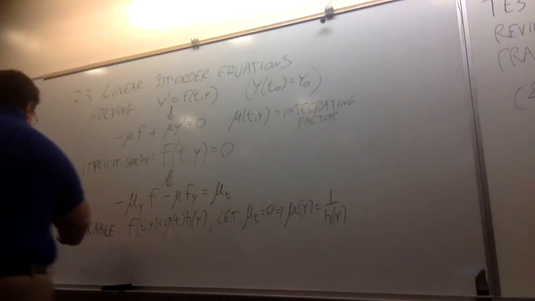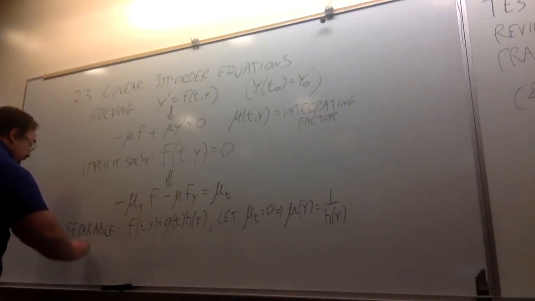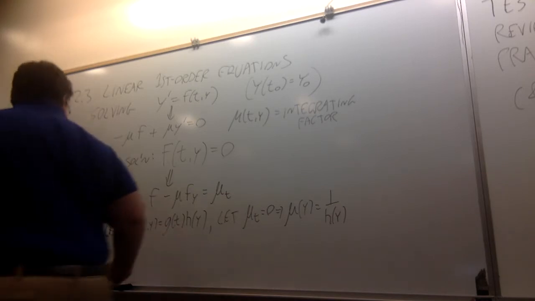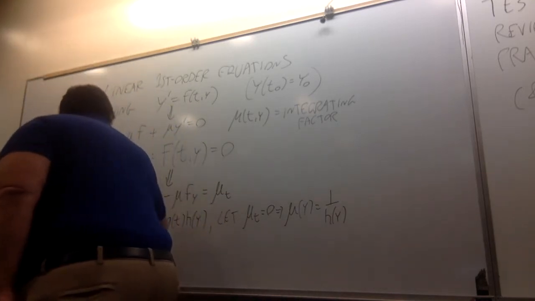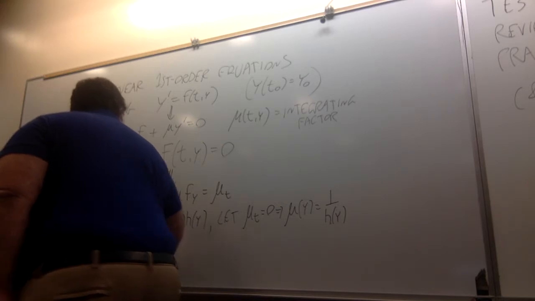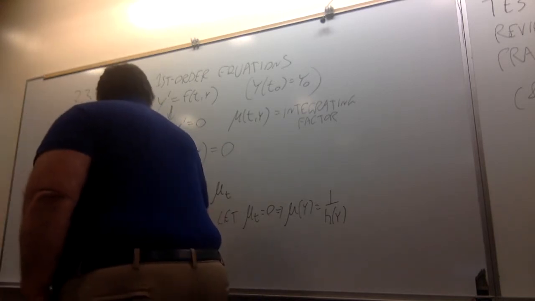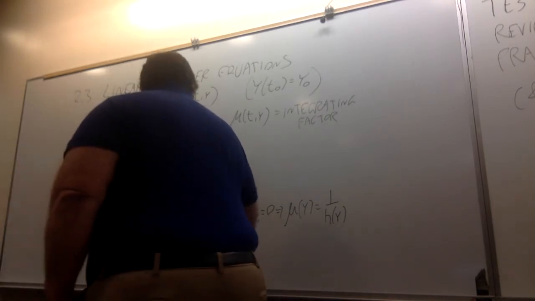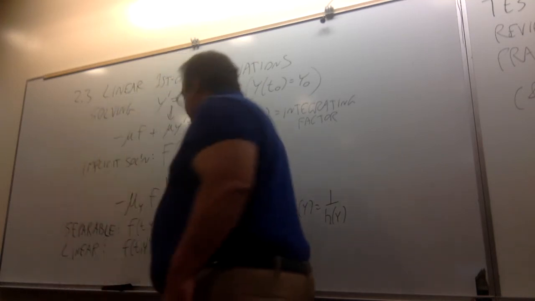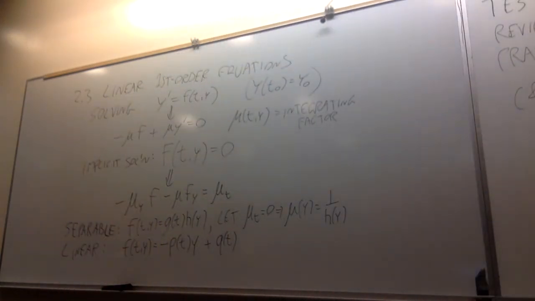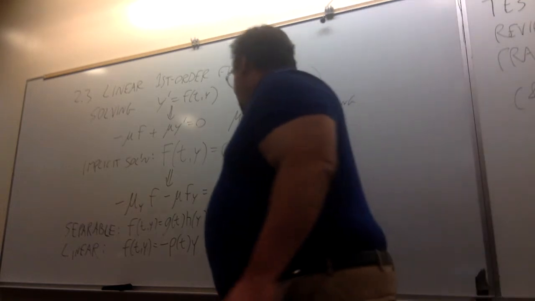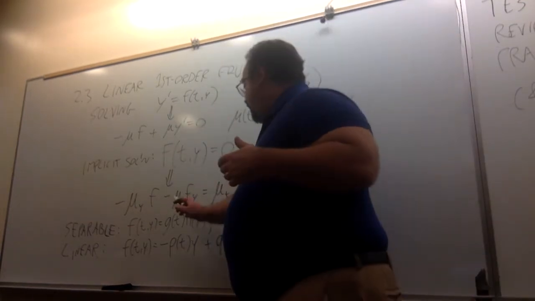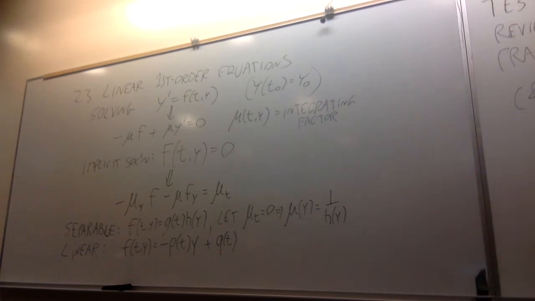Now, assume that f has a different form. F of t, y is equal to some function of t times y plus some other function of t, I'll call q of t. Now, the minus is really just notational convenience for later.